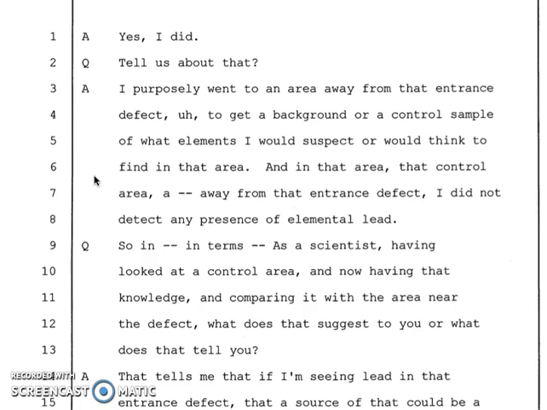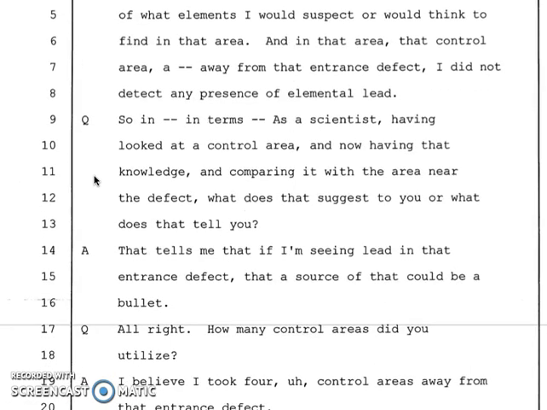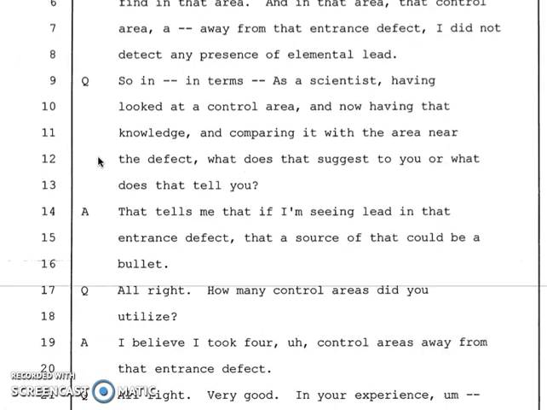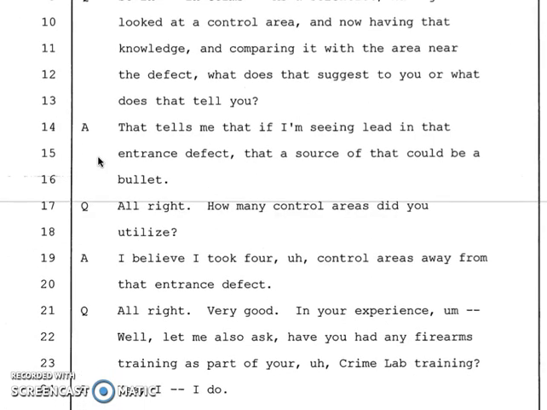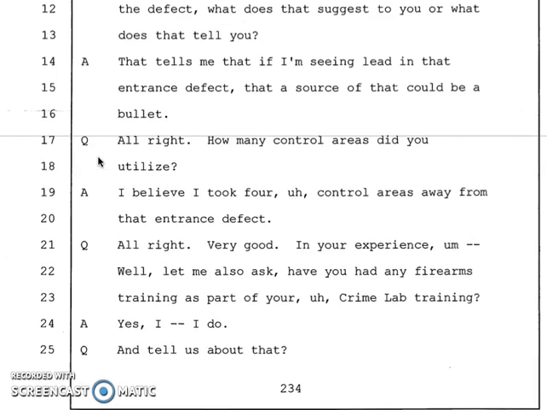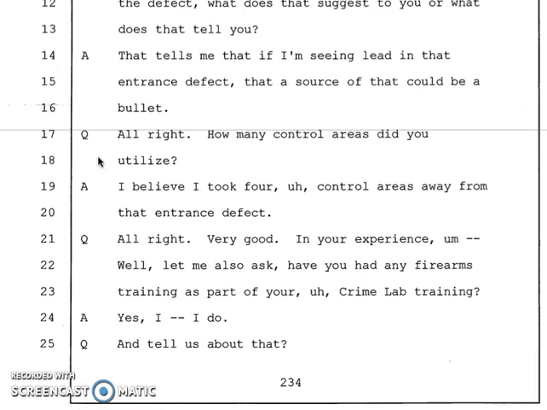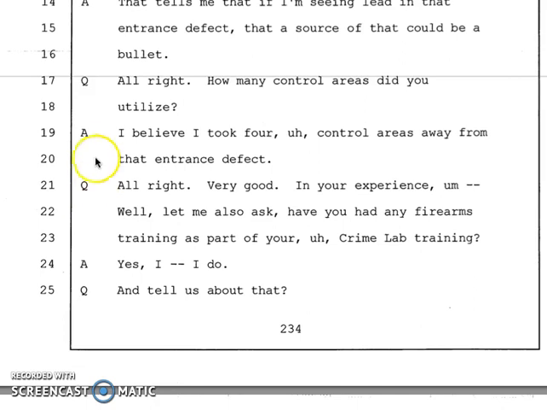And in that area, that control area away from that entrance defect, I did not detect any presence of elemental lead. So as a scientist, having looked at a control area and now having that knowledge and comparing it with the area near the defect, what does that suggest to you, or what does that tell you? That tells me that if I'm seeing lead in that entrance defect, a source of that could be a bullet. All right, how many control areas did you utilize? I believe I took 4 control areas away from that entrance defect.